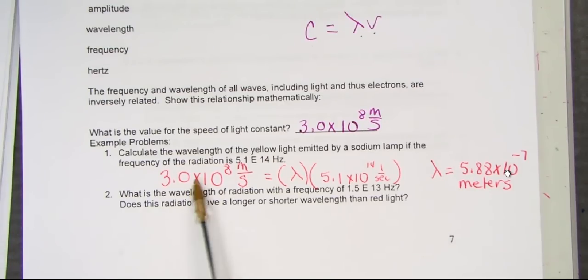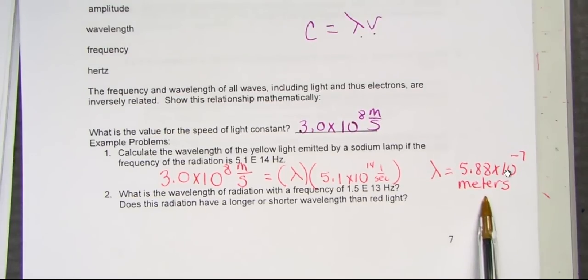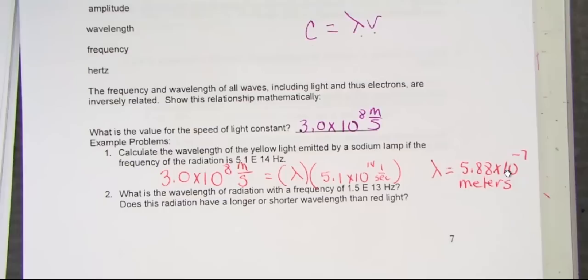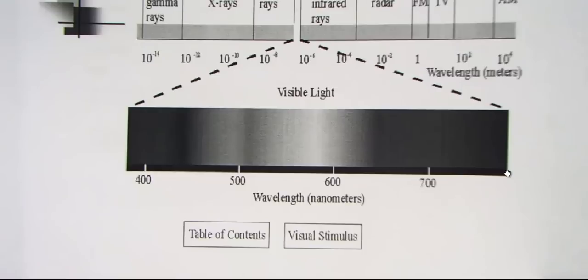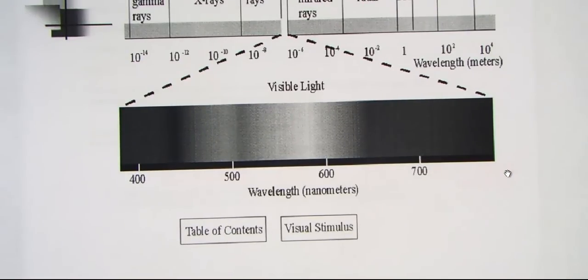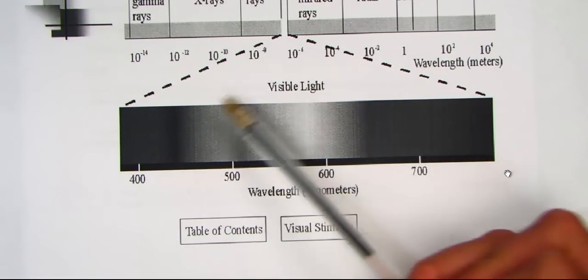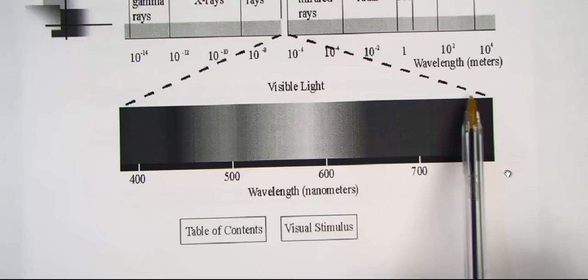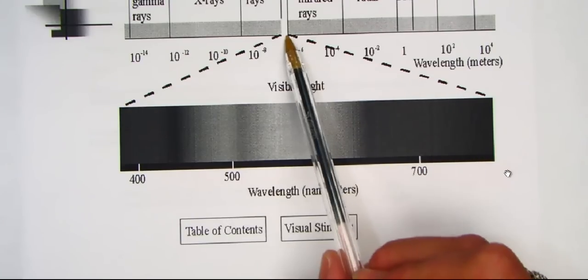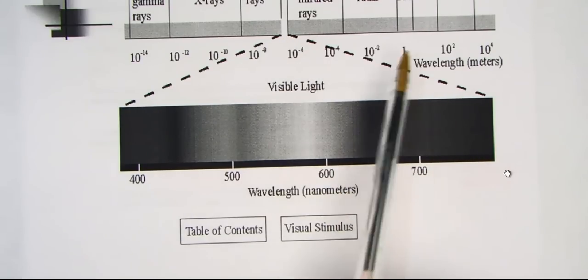Given the speed of light constant, divide out frequency, and we solve for the meters, the wavelength of yellow light. Now, keep in mind, I'm going to put back this chart that we had looked at earlier in our note pack. We're in the visible spectrum. Does that number make sense for where we're looking?